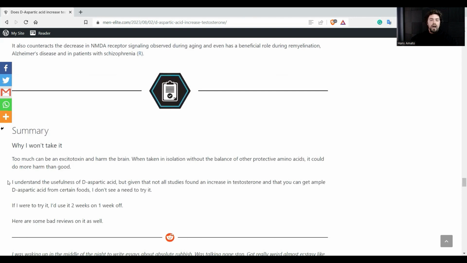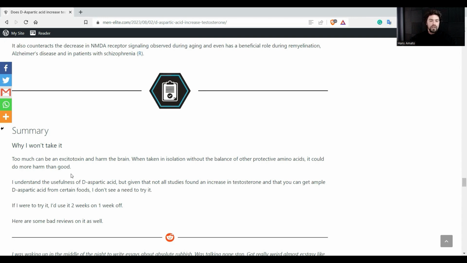So in summary, I would not necessarily use the aspartic acid. And the reason for that is that too much can be excitotoxin and even harm the brain. So we don't know what's the exact safety profile on aspartic acid in humans. Right? So they didn't test oxidative stress and those kind of stuff in the brain. So maybe it's easy to use it for too long and it might cause oxidative stress. Maybe you're predisposed to something like that and it might exacerbate issues for you. So when taken in isolation without the balance of other protective amino acids, it could be more harmful than good, specifically because you're using around 3 gram doses, which is quite high.